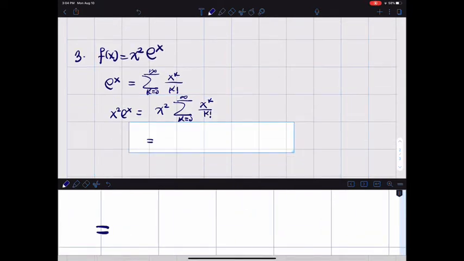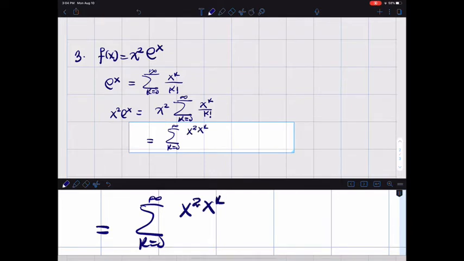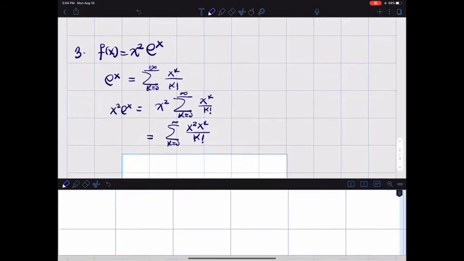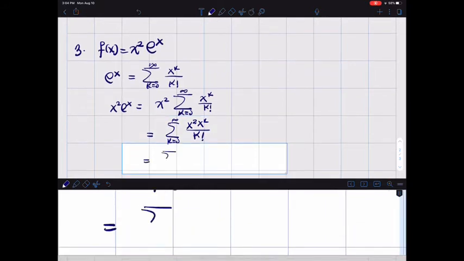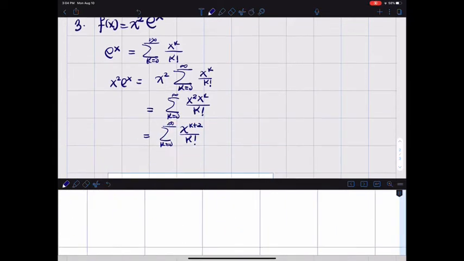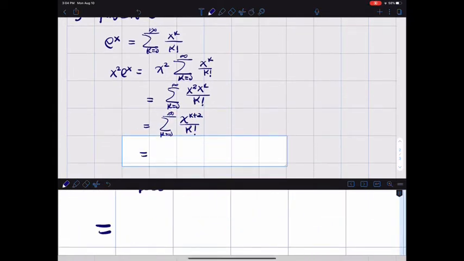summation k from 0 to infinity. x squared has no k, so we can just bring it inside, and this ends up being x squared times x to the power of k over k factorial, which is the same thing as summation k from 0 to infinity of x to the power of k plus 2 over k factorial.